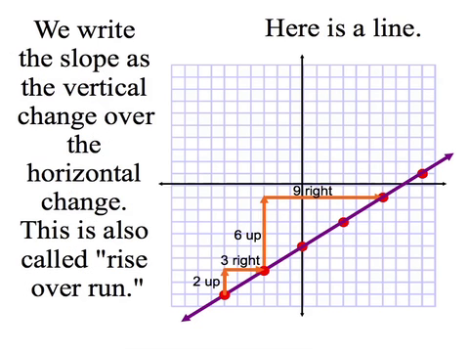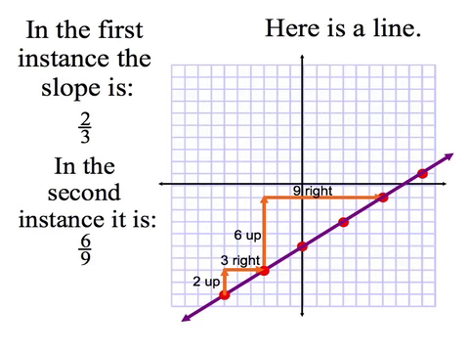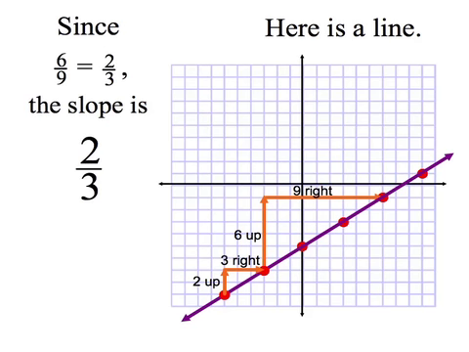We write the slope as the vertical change over the horizontal change. This is also known as rise over run. And in our two instances, the first one we went 2 up and 3 to the right, and the second one 6 up and 9 to the right. When written as vertical over horizontal, it's 2/3 for the first one, 6/9 for the second one. But of course, we all know that 6/9 is equal to 2/3. So the slope for this line is 2/3.